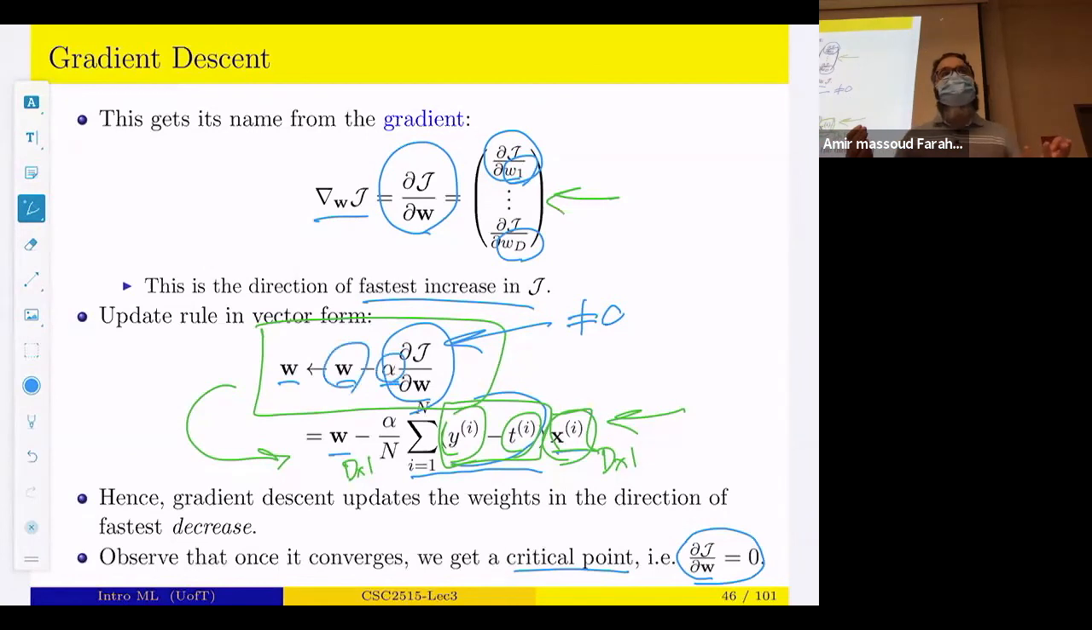What convergence means is that two W's are exactly the same. In practice, it never converges to a point where it doesn't change at all. But we will talk about it.